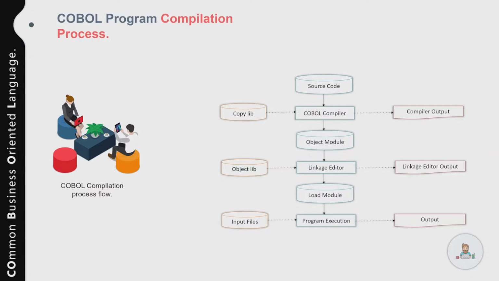The object code is used in our second step, that is the link edit step. In this step, the object code is linked with a subprogram in case you're using any subprogram in your COBOL program. Please note that the subprogram should be compiled separately before compiling your main program. And the output of the linkage editor is a load module that can be executed or run via JCL.